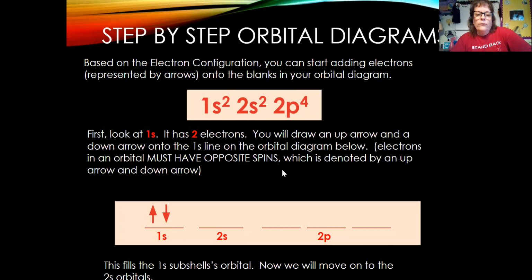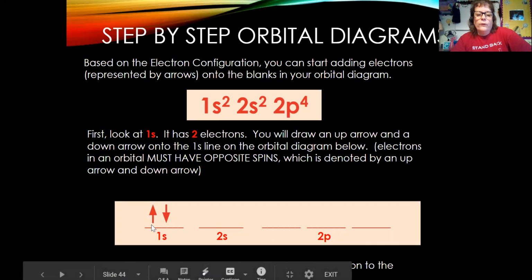Okay, then you're going to start putting in your arrows, okay? So first look at your 1s. You're going to do these one at a time. Look at your 1s, and it has 2 electrons denoted by our superscript here. So you'll draw your first arrow in, that's 1, and then your second arrow, that's 2. So you're pretty much done with the 1s orbital, and we have opposite spins on our arrows or electrons, so we're happy there.